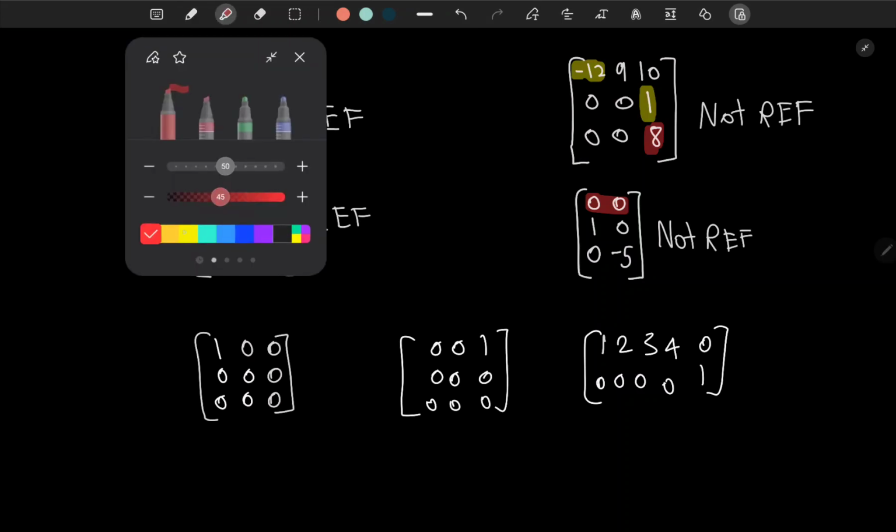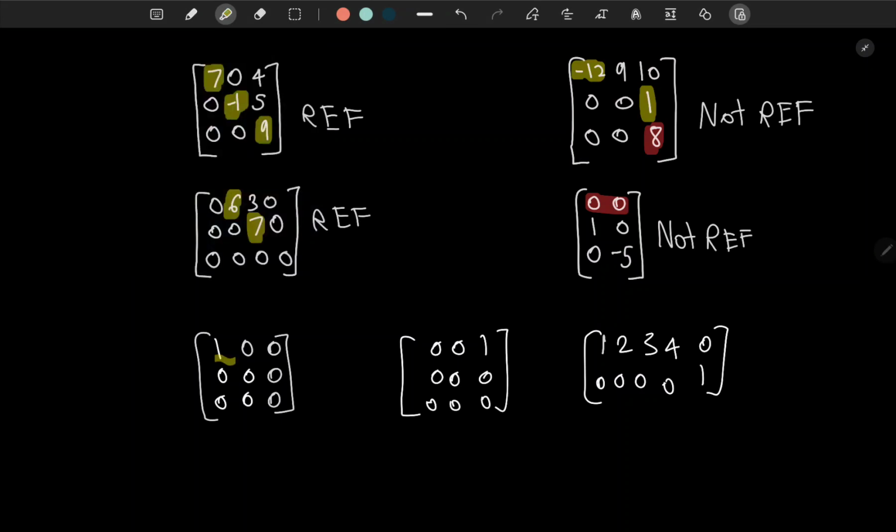So here again we have the first non-zero element, which is 1, and there's nothing below it. And if you look diagonally, there are no more pivots, so this is REF. And the next matrix here, again we have a pivot, and we look below it, there are no elements below it, so it's fine. And there's nothing diagonally also, so there's only one pivot here.